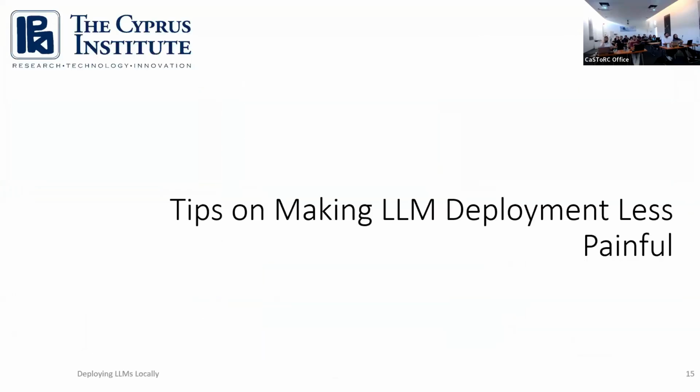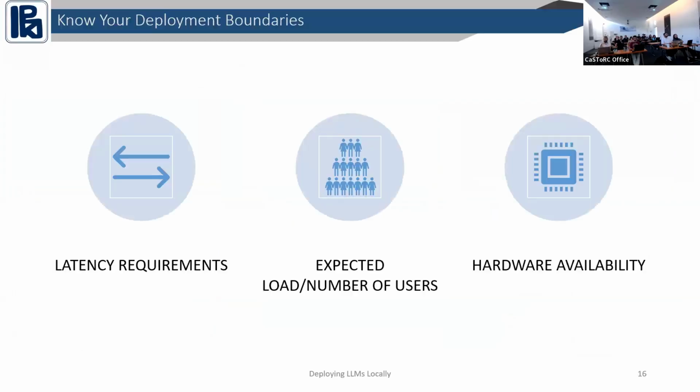But there are actually some tips on how you can make this deployment less painful. For example, you need to know your deployment boundaries. So first, you need to know the latency requirements, how much time you want to wait from the time you send the prompt until you get the response, for example. How many users are expected to use the system, either asynchronously or at the same time, and what hardware you have available to you. Do you have any GPUs at all? Do you have powerful GPUs? Do you have one GPU, 4 GPUs, 100 GPUs? And these three requirements change your boundaries quite a lot.